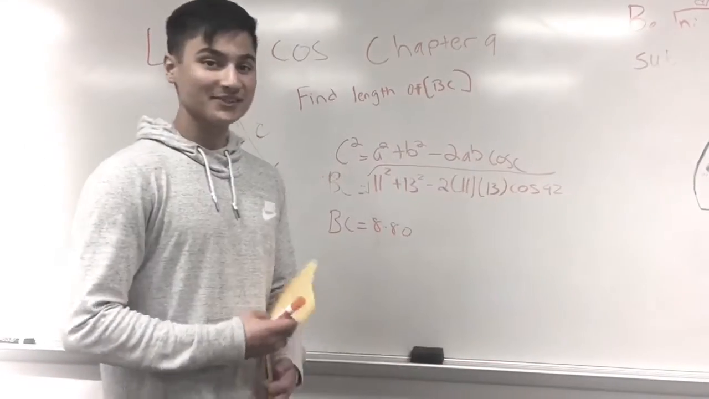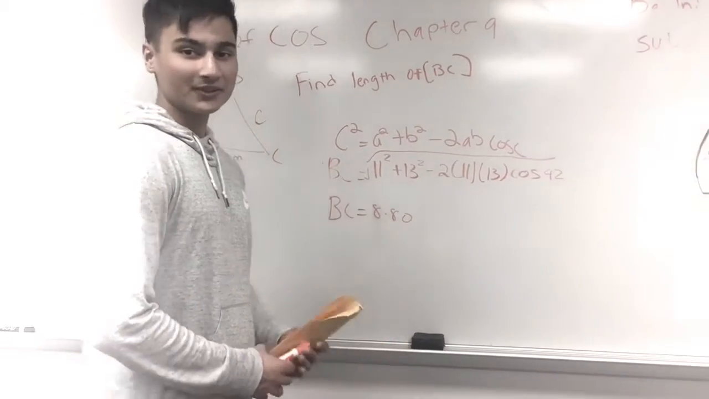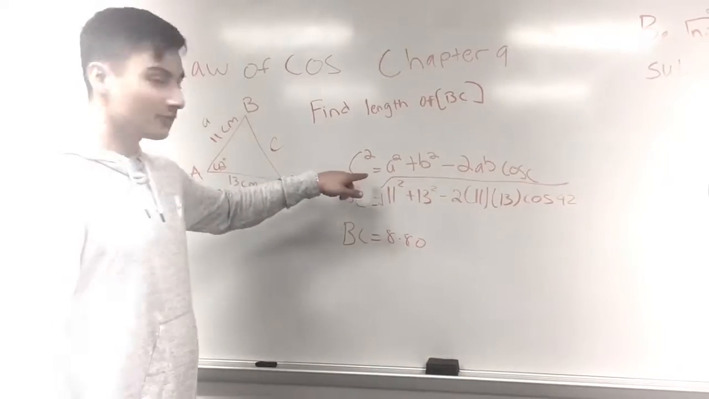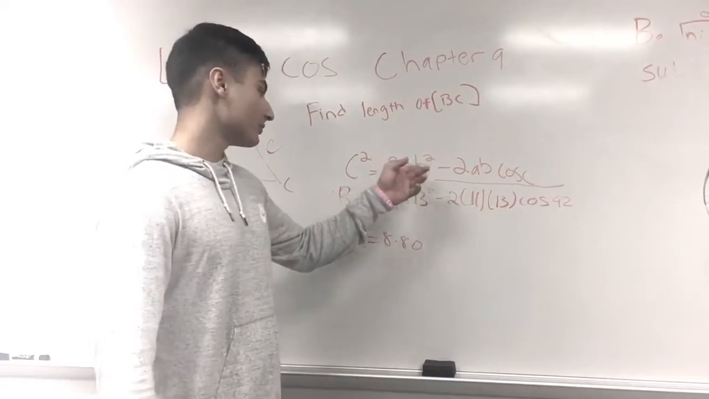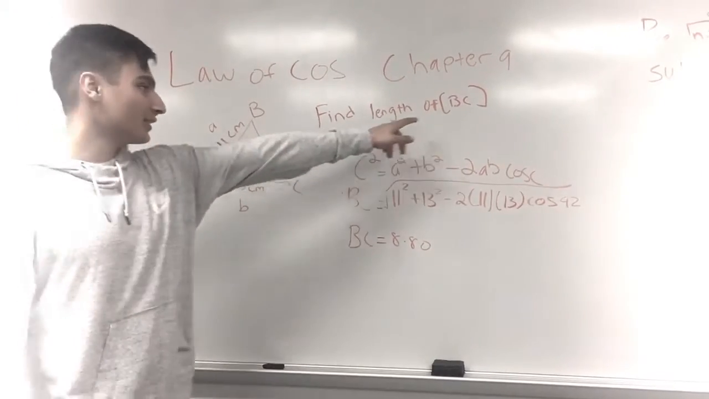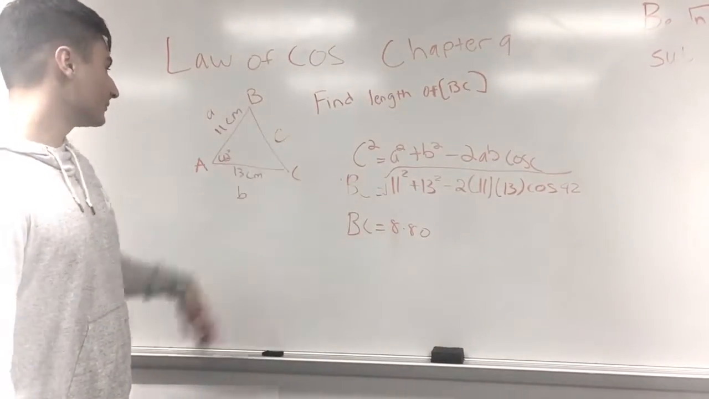Alright guys, moving on to chapter 9, law of cosines, law of sines. We're going to work on this law of cosines problem. So here's the formula for law of cosines: c squared equals a squared plus b squared minus 2ab cosine C. And we're given this triangle right here. We have to find the length of BC, which is this side right here.